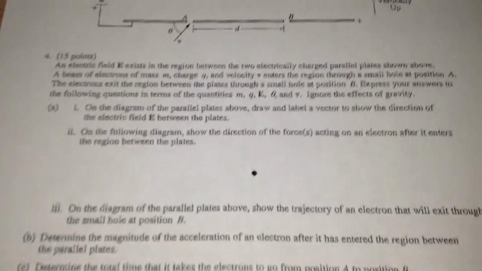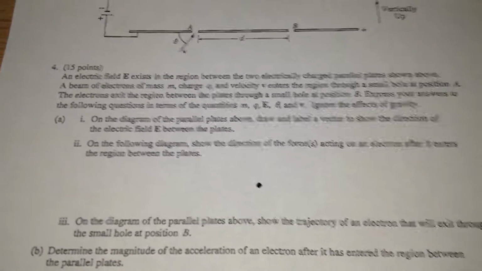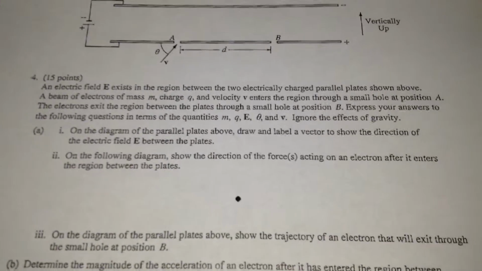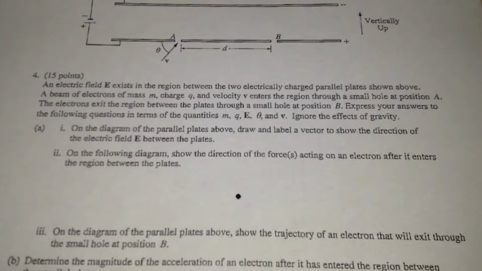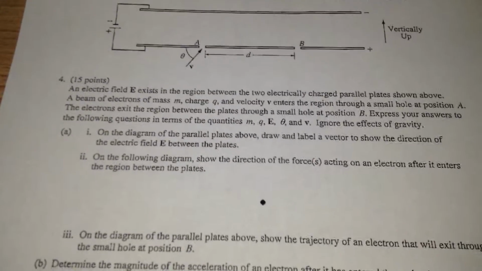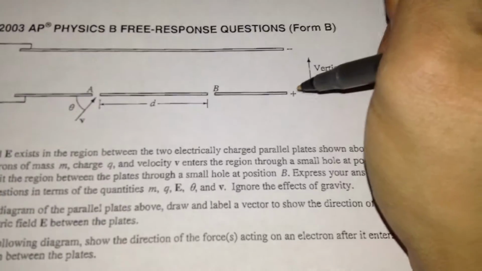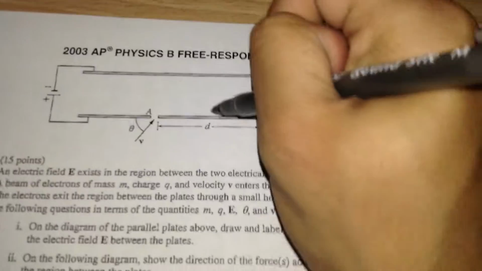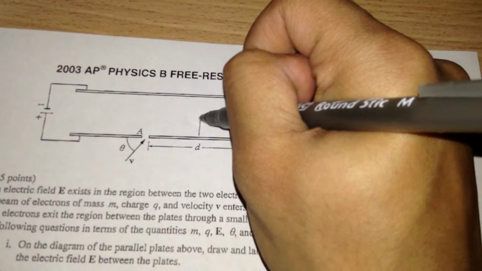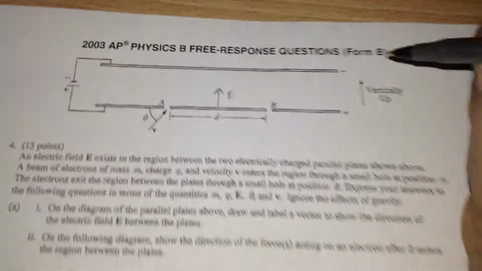So part A, Roman numeral 1, is asking, on the diagram of the parallel plates above, draw and label a vector to show the direction of the electric field E between the plates. So here we have a positive and negative. You always go out of positive into negative, so that is E.